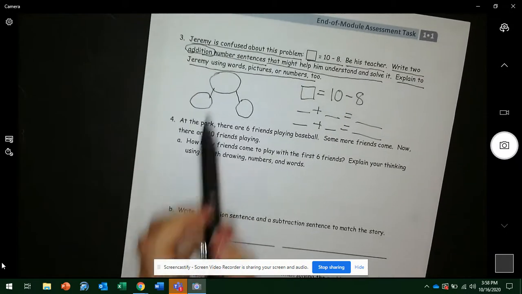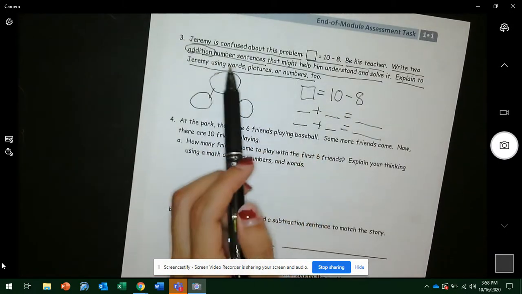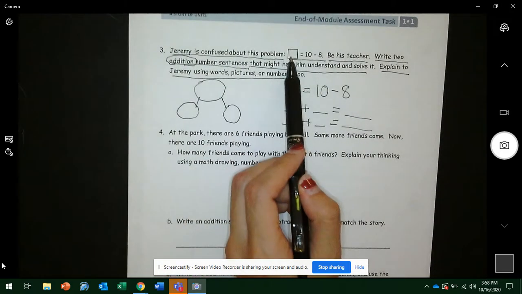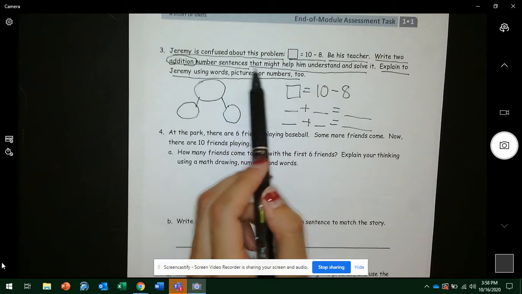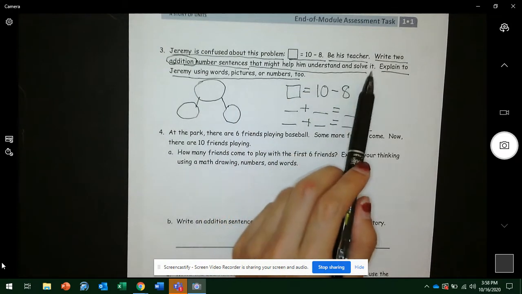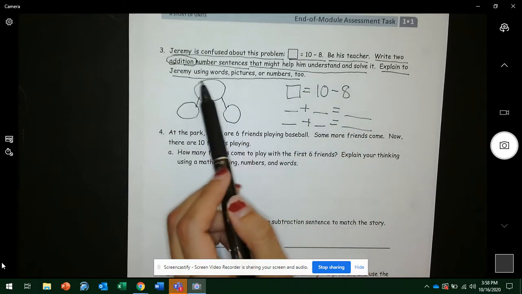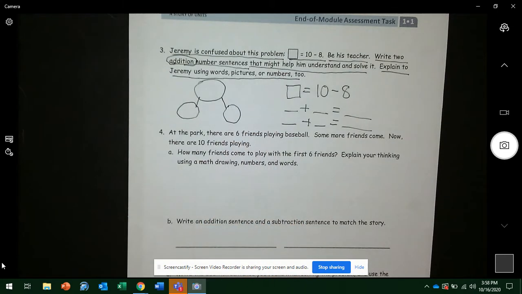I'm going to explain one more time. It says, Jeremy's confused about the problem. Blank equals 10 minus 8. Be his teacher. Write 2 addition number sentences that might help him understand and solve it. Explain to Jeremy using words, pictures, and numbers too.